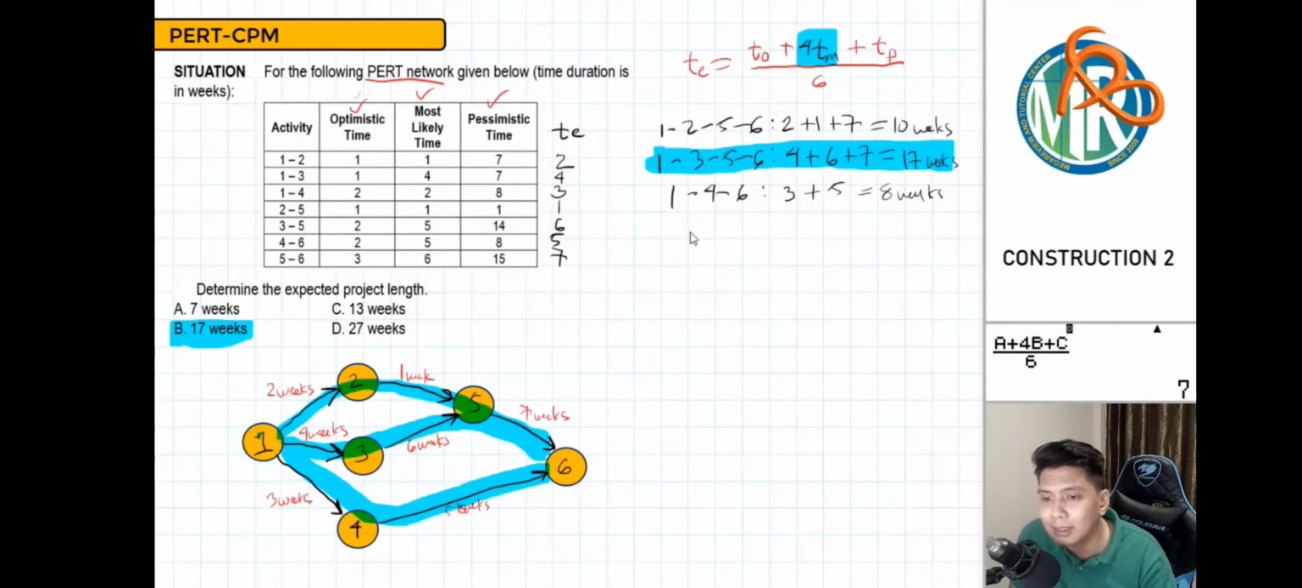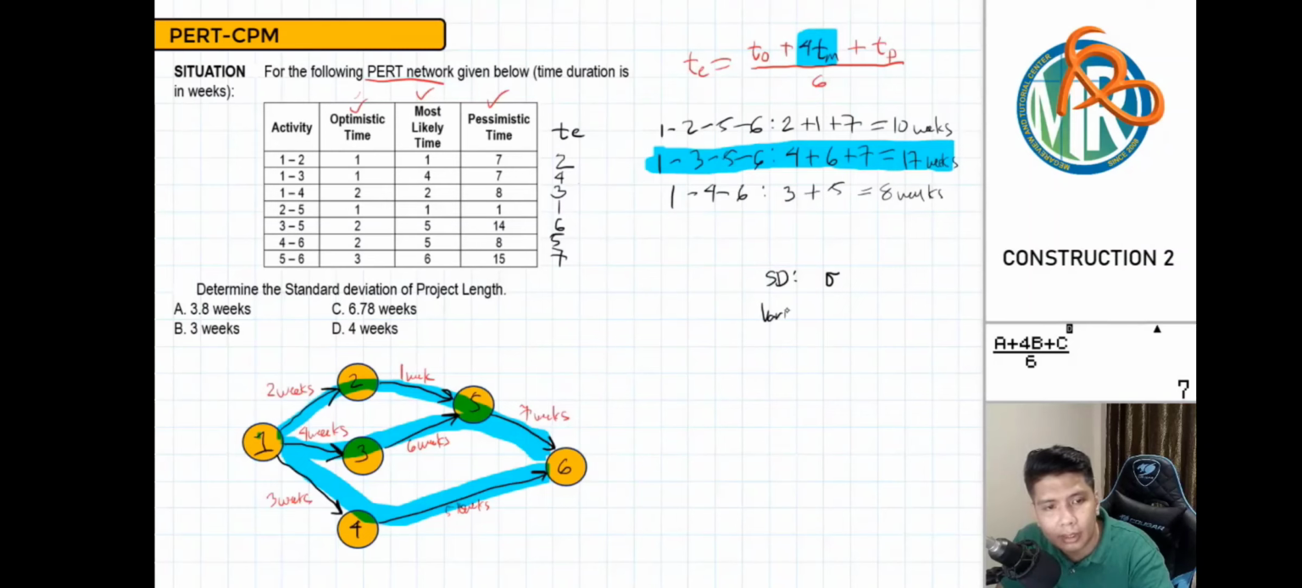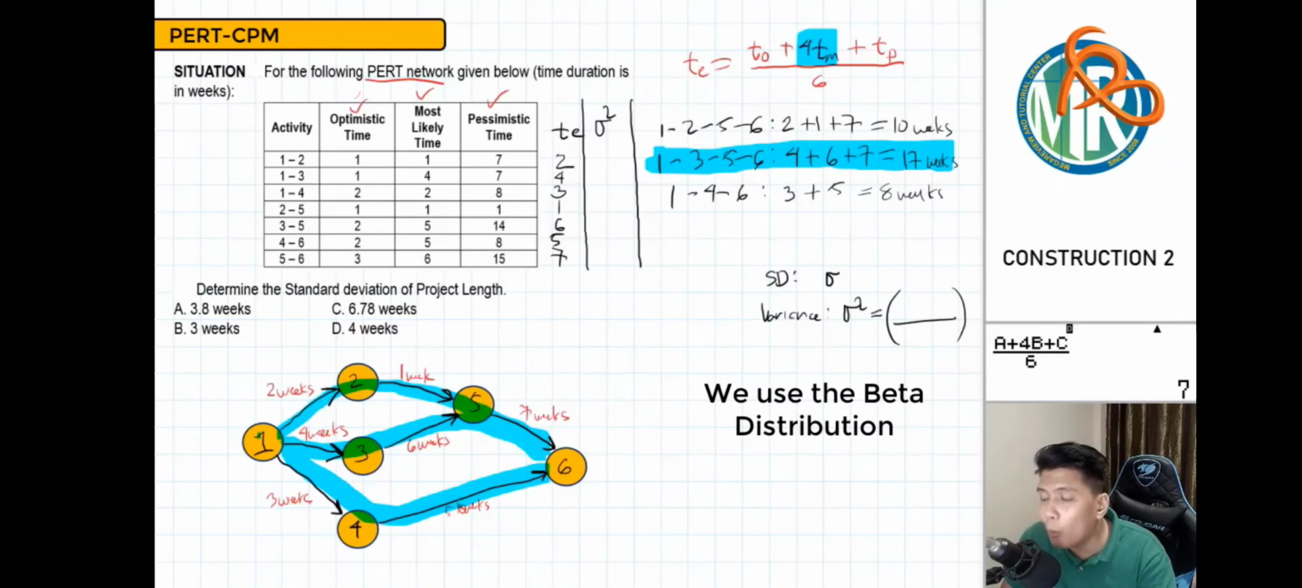Okay, 17 weeks. For our next item, determine the standard deviation of the project length. So before we have the standard deviation, that's sigma, let's discuss first variance. We know variance is just the square of standard deviation. So technically, guys, ang gagawin natin dito, we'll be getting the variance for each activity. Pagdating sa PERT, yung creator po nito, meron po silang ginawang approximation na mas madaling way to get your variance. Again, this is applicable for the PERT lang na network.